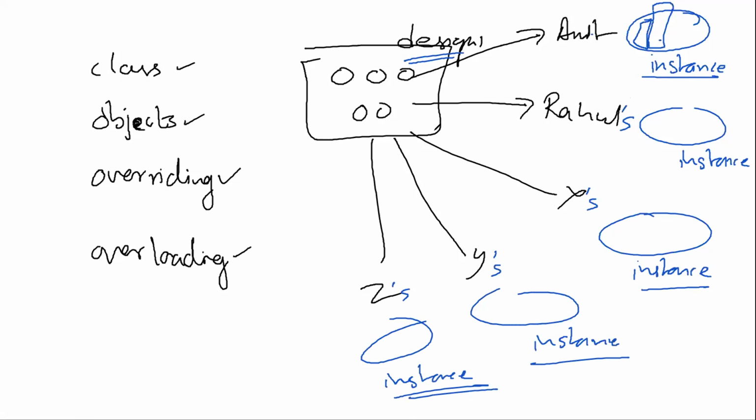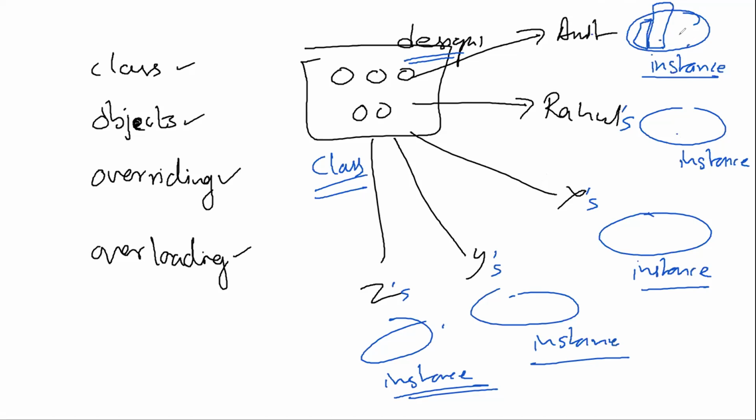So what is happening? By using this class, this many objects got created. These are the objects, right? The actual product which gets created is the object. So we can call it an instance also. So this is Amit's instance, this is Rahul's instance, this is X's instance, Y's instance, Z's instance. Every object which is created by using the class is an instance of the class.